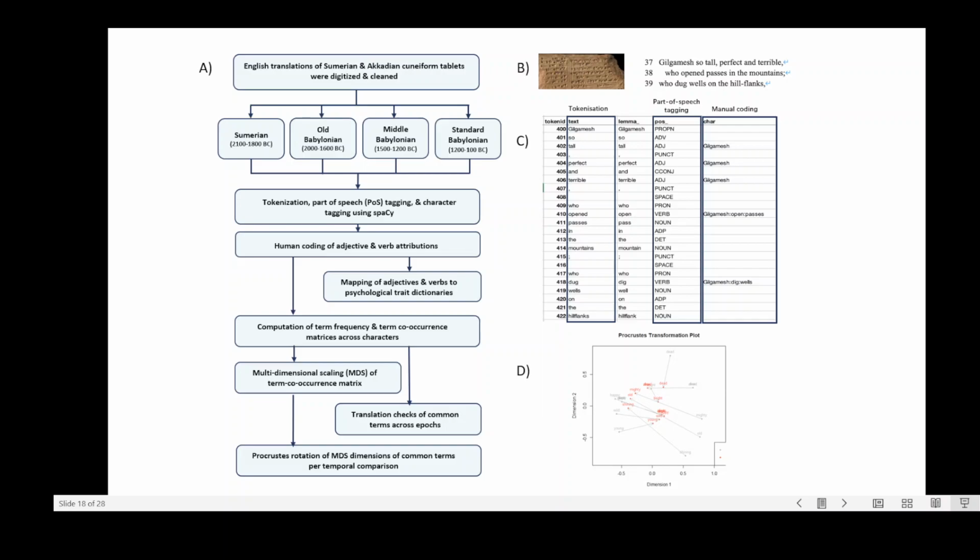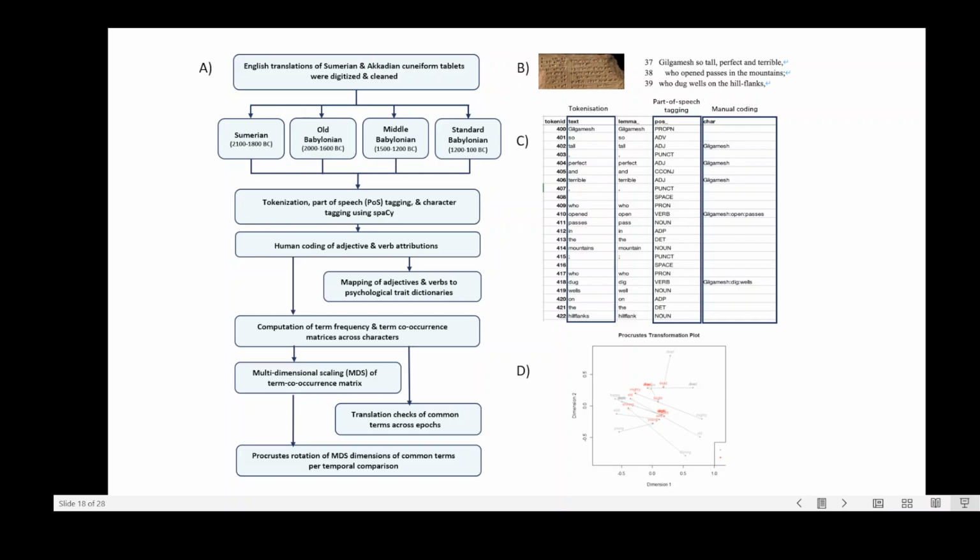So we used a number of different dictionaries, and then we computed term frequencies and term co-occurrence matrices across these characters, did some structural analyses, and compared them over time. And another thing, just as a side note, we also did some translation checks. One of the challenges of using a translation is that we are often not sure whether the captured meaning is the same in the original texts.